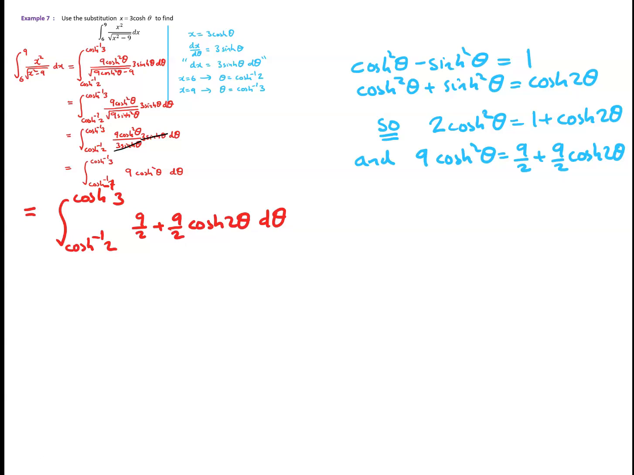So I've got the integral between cosh to the minus 1 of 3 and cosh to the minus 1 of 2 of 9 over 2 plus 9 over 2 cosh 2 theta. So integrating, 9 over 2 integrates to 9 over 2 theta. 9 over 2 cosh 2 theta is going to integrate to 9 over 4 sinh 2 theta.